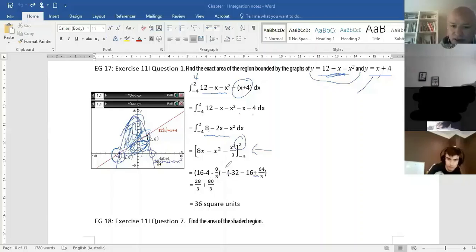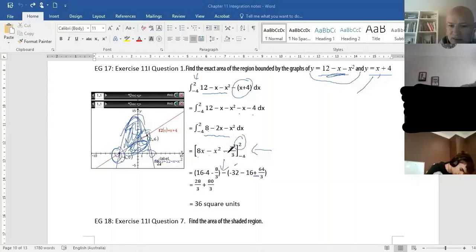And of course we subtract. Now I'm going to substitute the negative 4 in. 8 times negative 4, negative 32. Negative 4 squared is 16, but there's a minus there, so minus 16. Negative 4 cubed is negative 64, and there's a negative in front, so it makes it a positive 64 on 3. And we simplify it, and we end up getting 36 square units. Any questions on this one here?